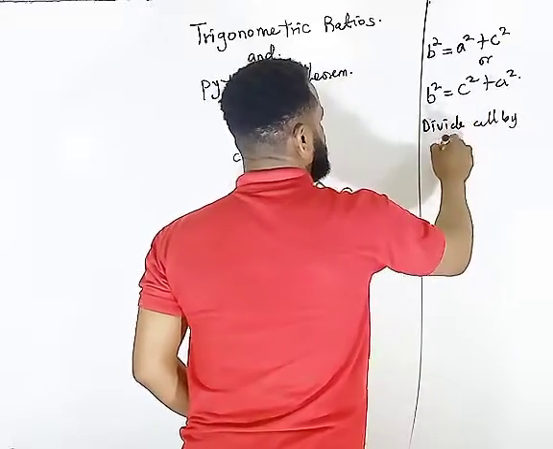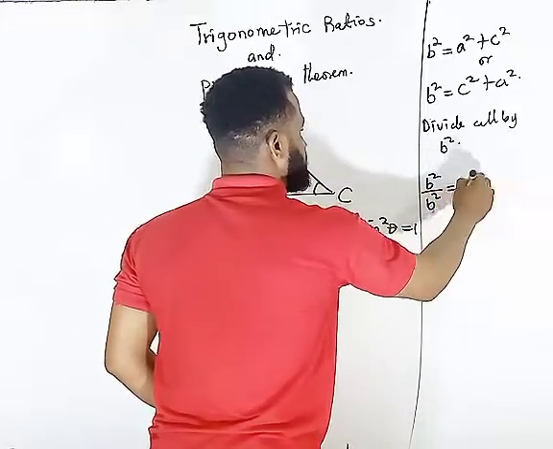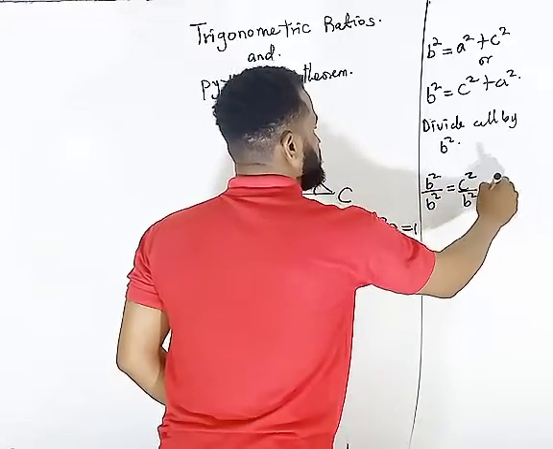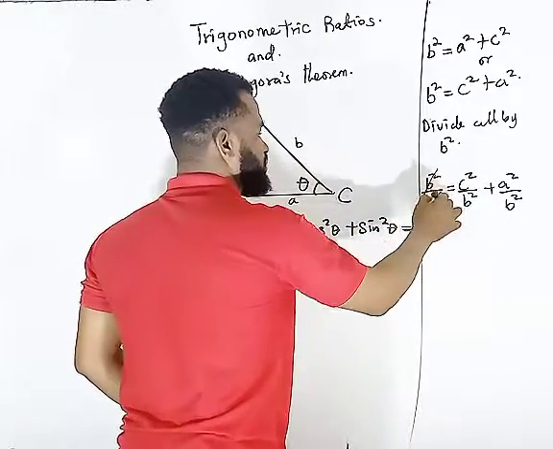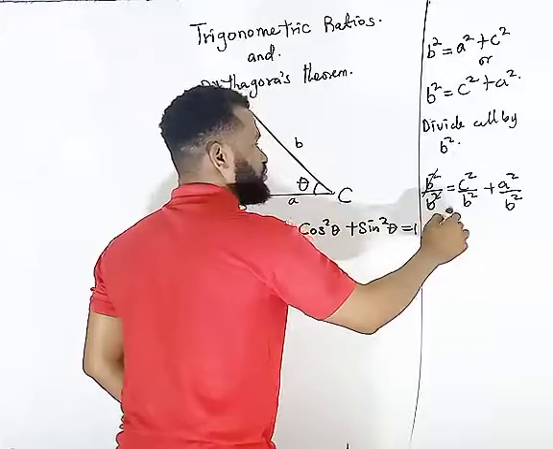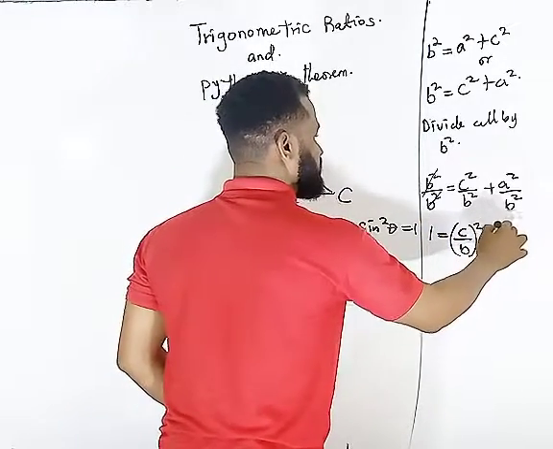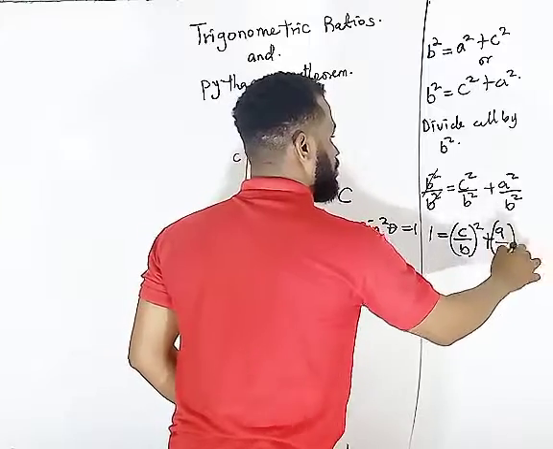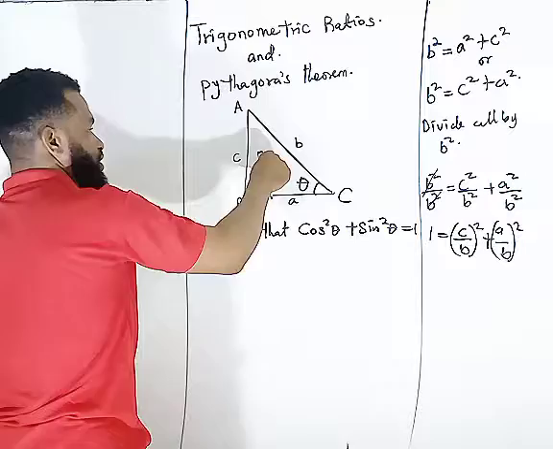all by b squared. So I'm going to have b squared over b squared is equal to c squared over b squared plus a squared over b squared. B squared cancel b squared is 1, is equal to c over b all squared plus a over b all squared. I'm going to apply trigonometric ratio.